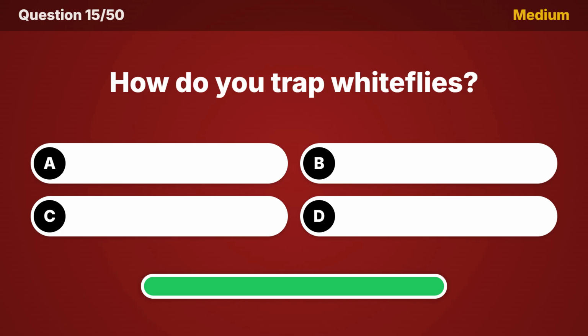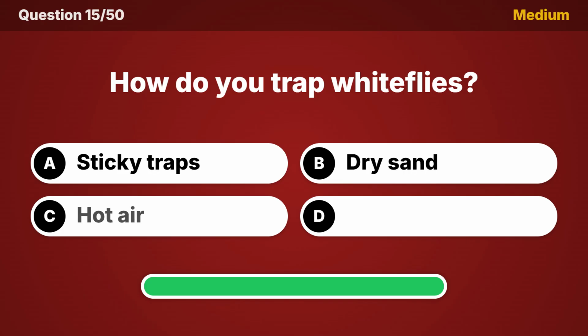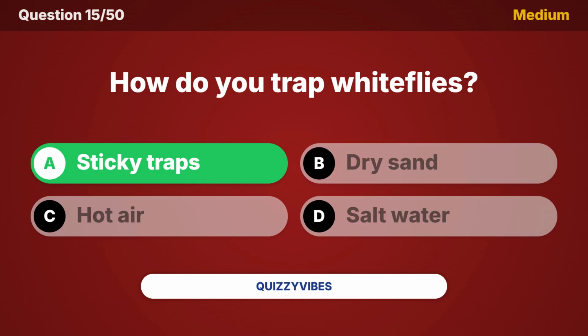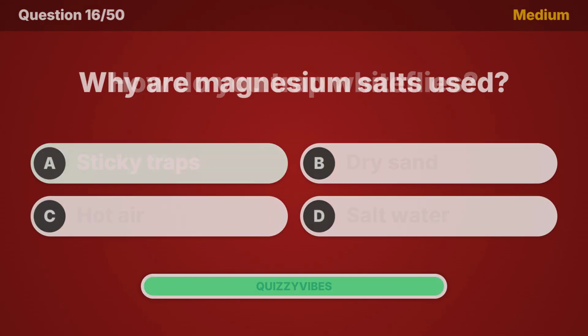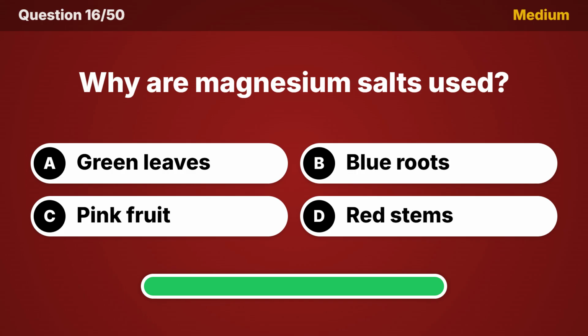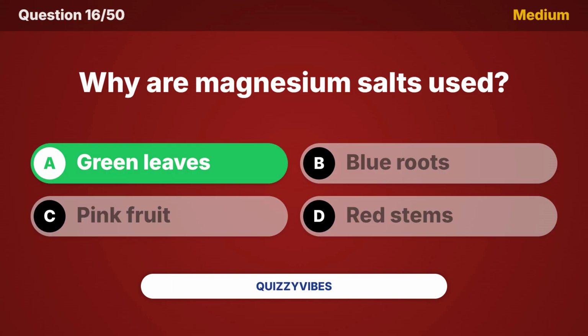How do you trap white flies? The correct choice is sticky traps. Why are magnesium salts used? Here is the answer. Green leaves.